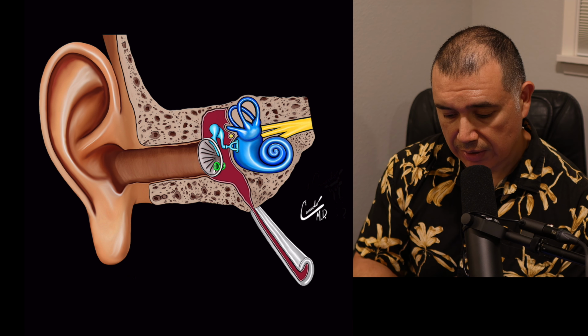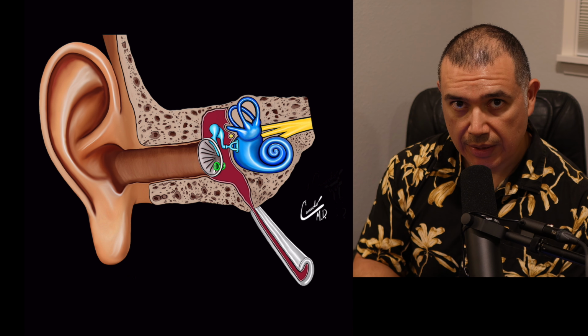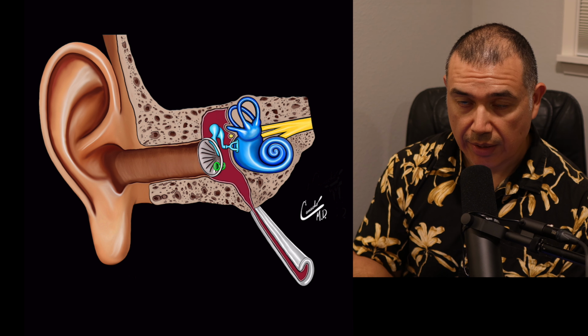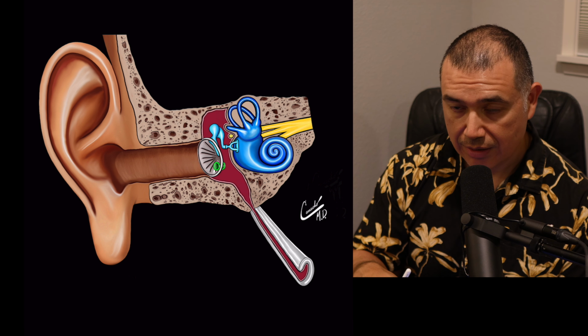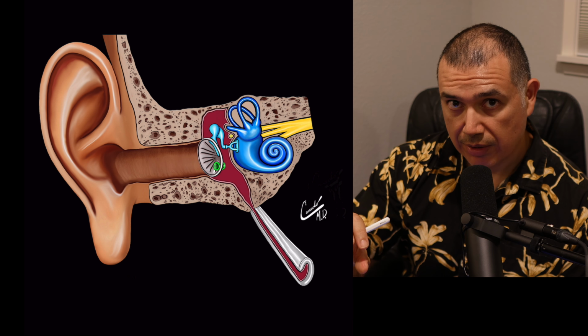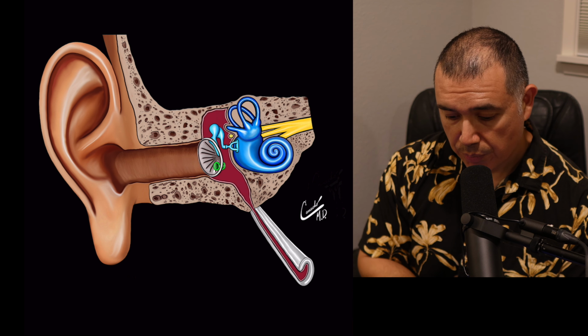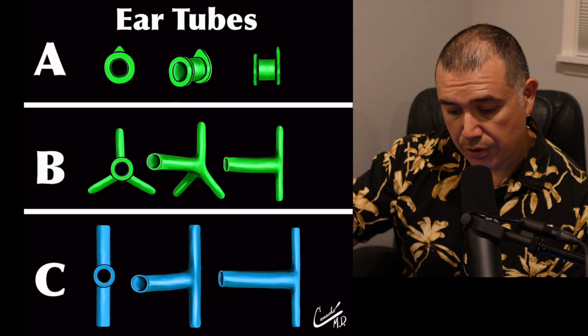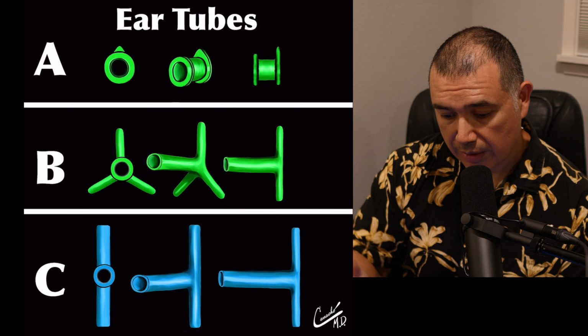Now, this surgery is done in the operating room in kids. If it's an adult, we can often do the surgery in the clinic. We just numb up the ear. We use a speculum and a microscope. When we do that, we then choose the type of ear tube that we want.